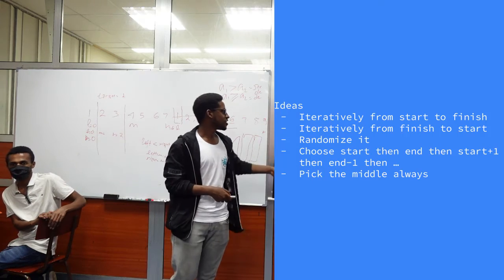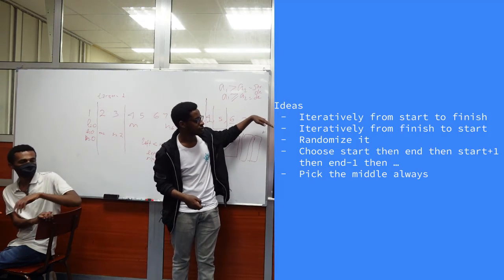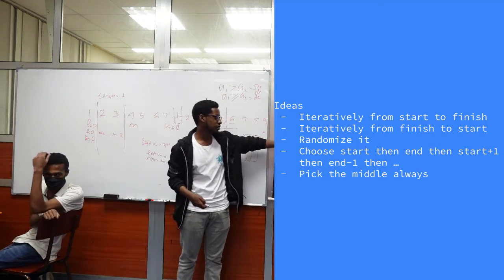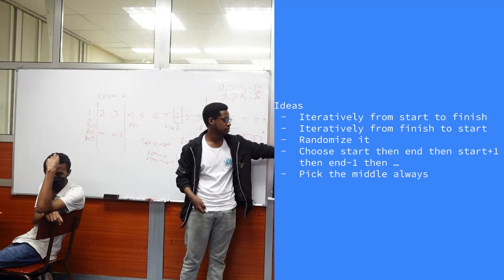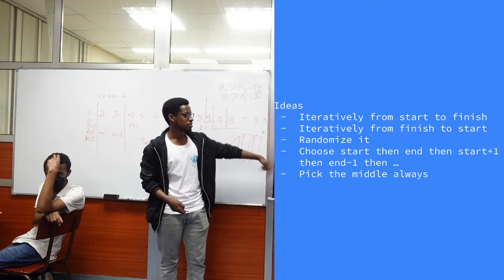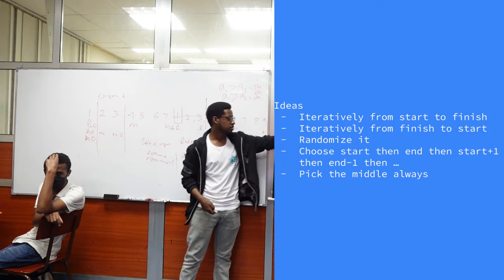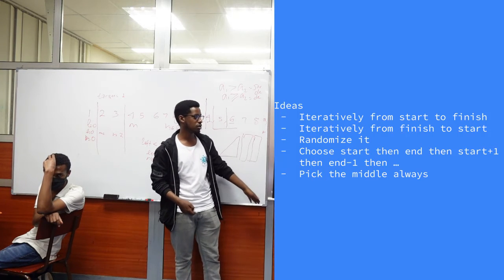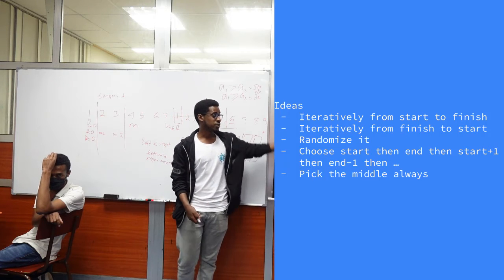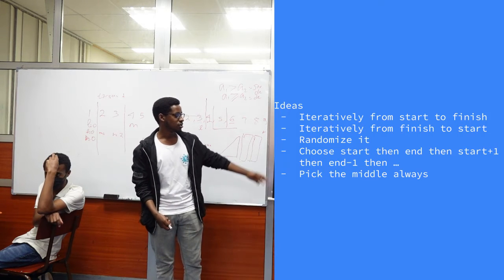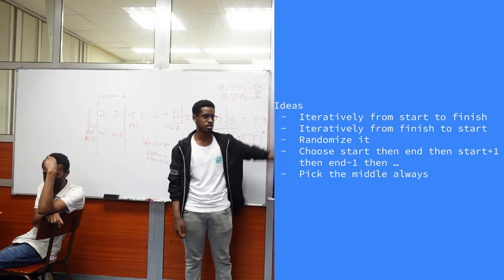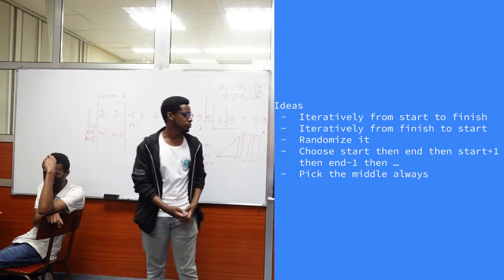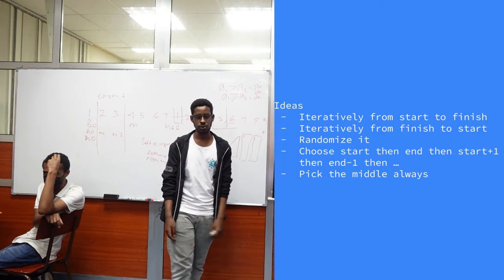But yeah, given these numbers, you can iterate from the start to the finish, meaning 1 being the root node, followed by 2, then 3, then 4, then 5, then 6, then 7. Or you can start from the end, which is 7, and go to the left side. You can randomize it if you want. You could also jumble it like 1, then 7, then 2, then 6. It doesn't matter how you do it. You could also pick the middle always.